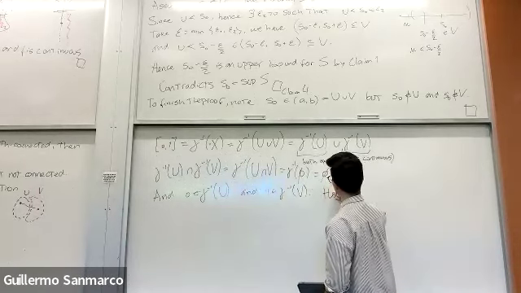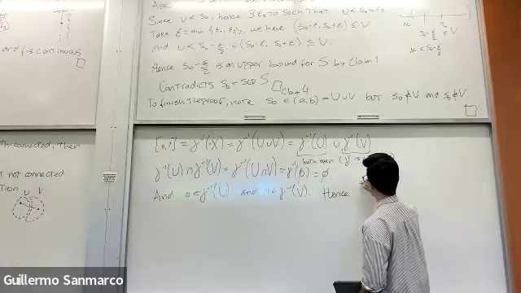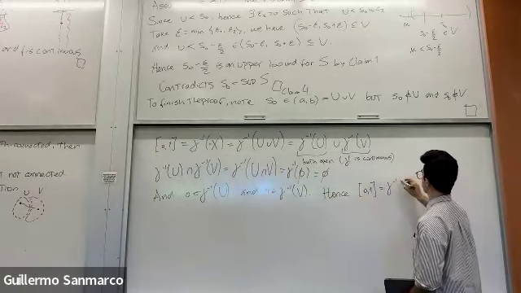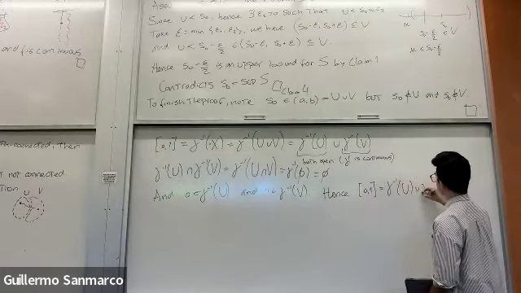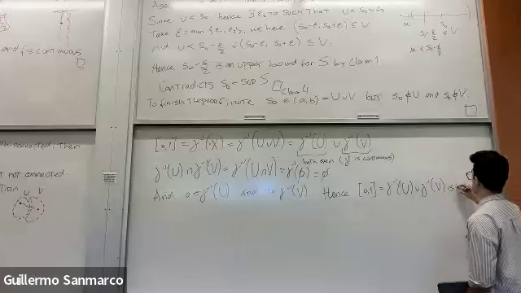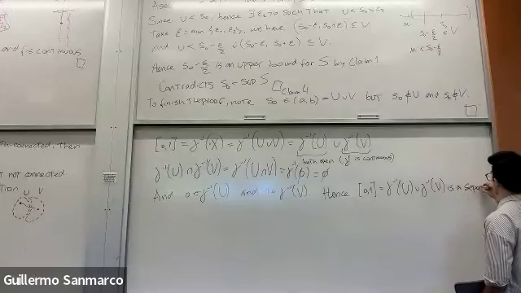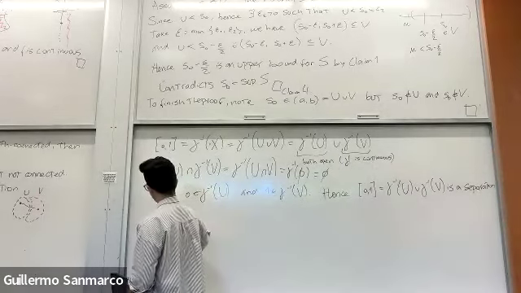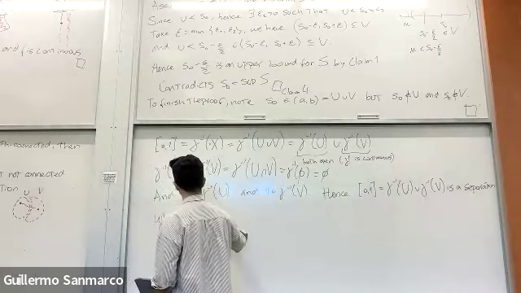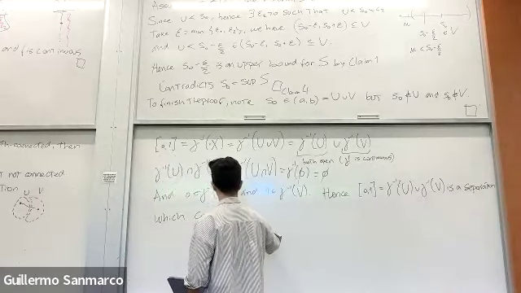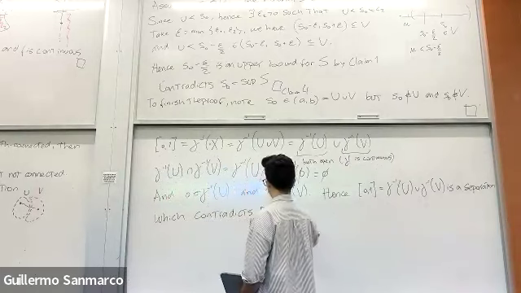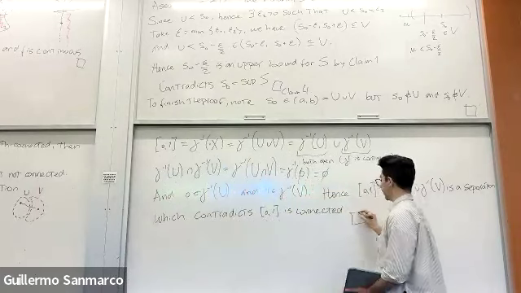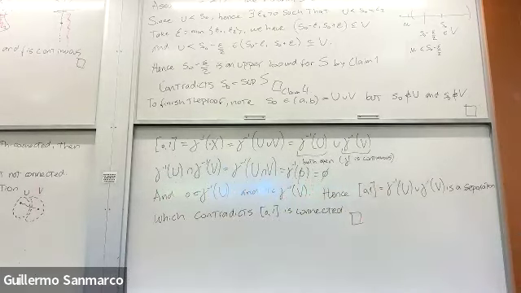That means we have a separation. So [0, 1] expressed like this, pre-image of U union pre-image of V, is a separation of a connected space, which contradicts that the space is connected. And that's the end of the proof.